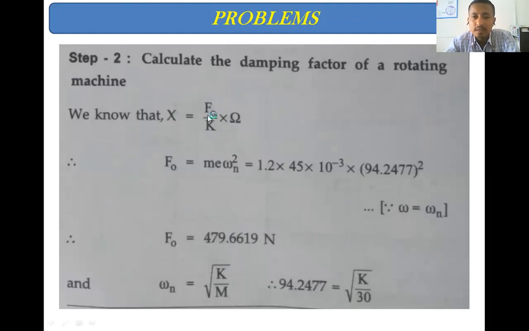F naught means it is the force, the applied force. Omega means it is the magnification factor. This is the eccentric force. Because of eccentricity it creates vibrations, when it applies some force. It is called the eccentric force, which is given by F naught is equal to m e omega square. It is the standard formula.